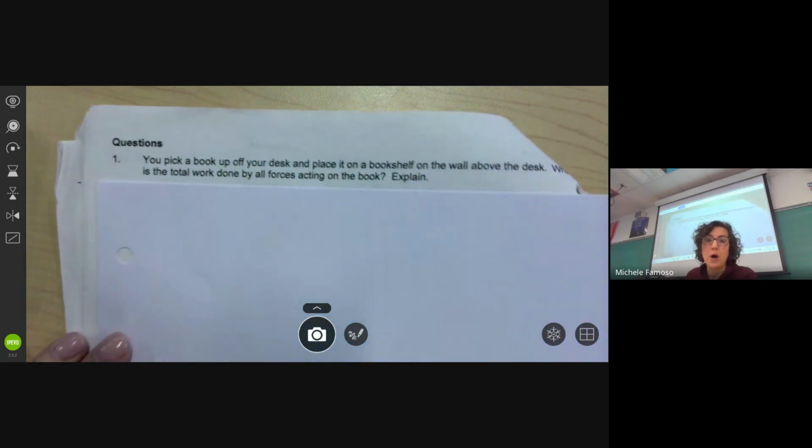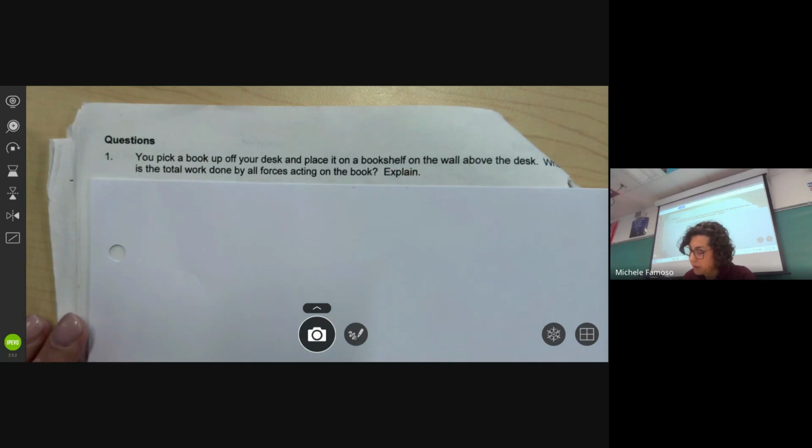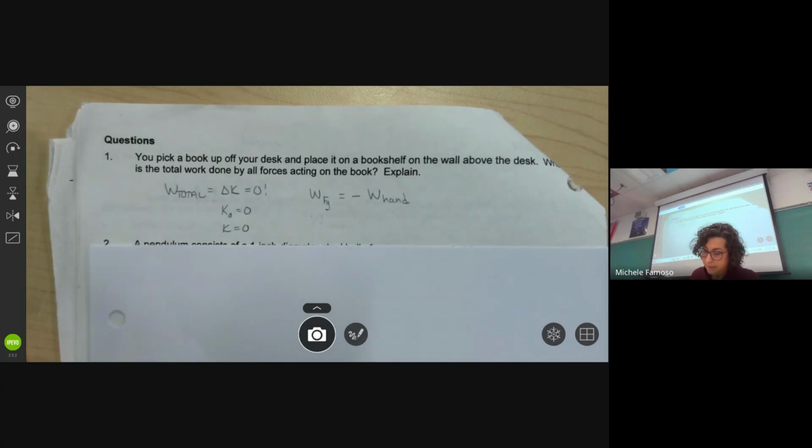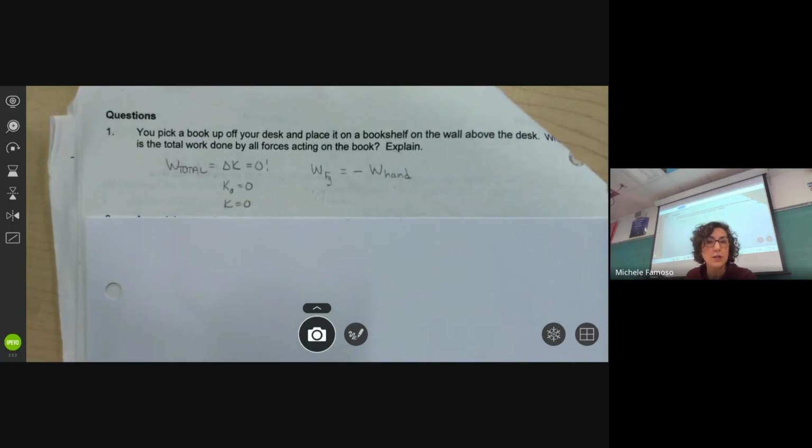You pick a book up off your desk and you put it on a bookshelf on the wall above the desk. What's the total work done by all the forces acting on the book? Grace? I said 0 because there's only a change in potential and not kinetic. That's correct. The total work done is the change in the kinetic energy. The kinetic energy is not changing. It starts with no kinetic energy. It ends with no kinetic energy. So the work done total is 0. Your hand did work. Gravity did work. They cancel each other out. So the total work is 0.